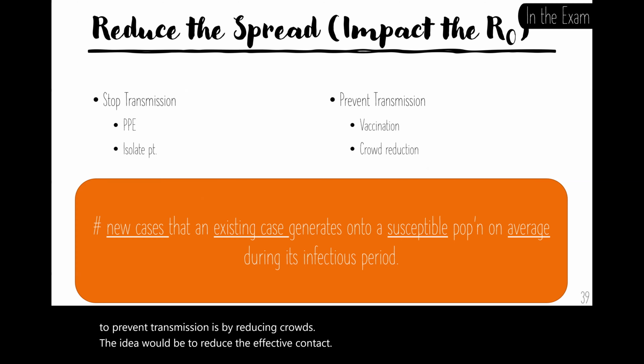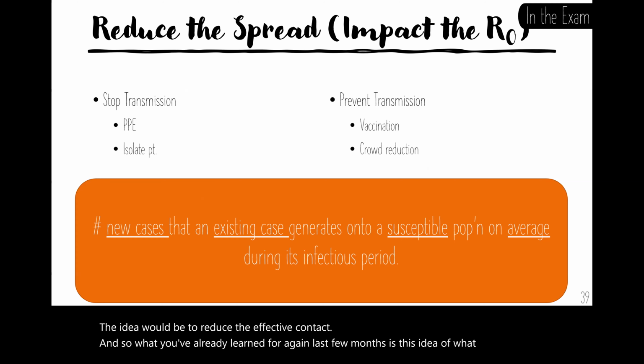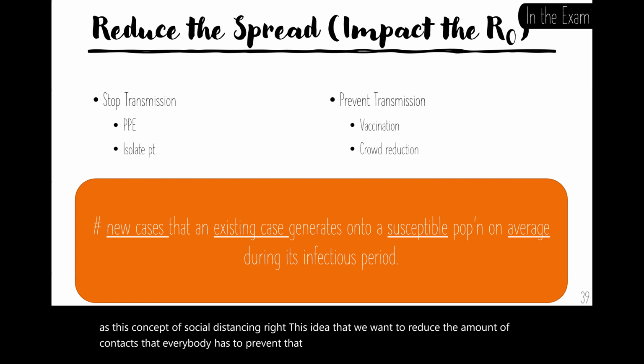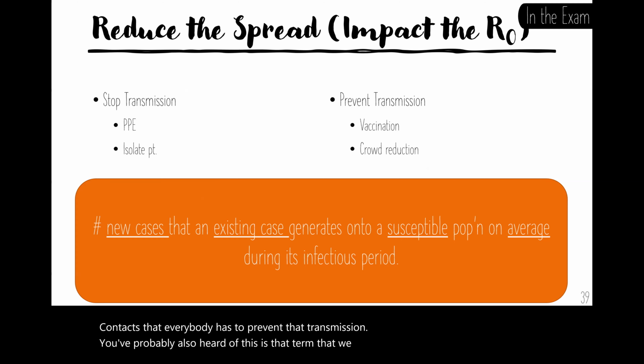And so what you've already learned for the last few months is this idea of what you've heard as the concept of social distancing, right? This idea that we want to reduce the amount of contacts that everybody has to prevent that transmission. You've probably also heard of this as that term that we mentioned before called flattening the curve.